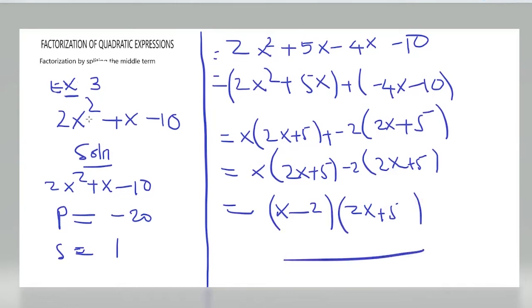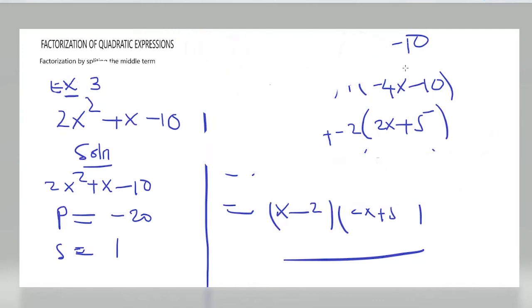So these are the factors of the quadratic expression. I hope now, if you're given x minus 2, 2x plus 5 to expand, then you can obtain a quadratic expression as this one. Okay. Now another example, example number 4.